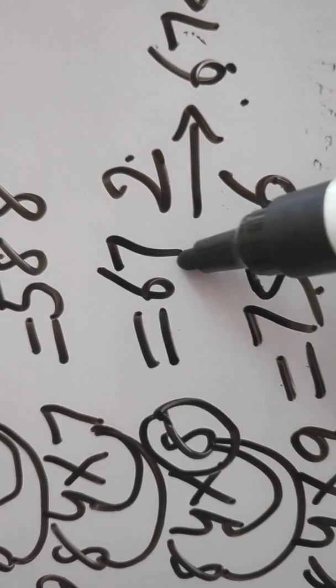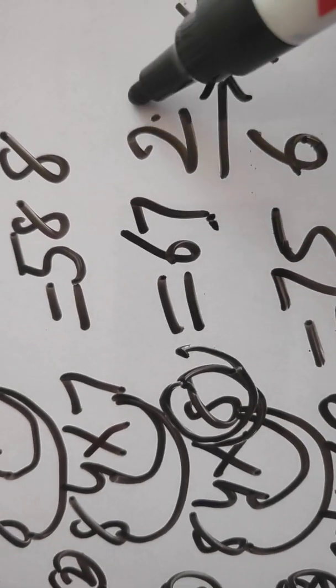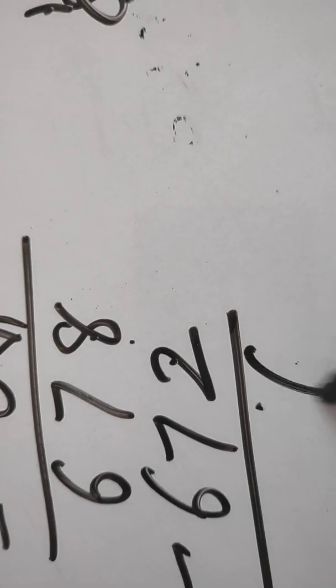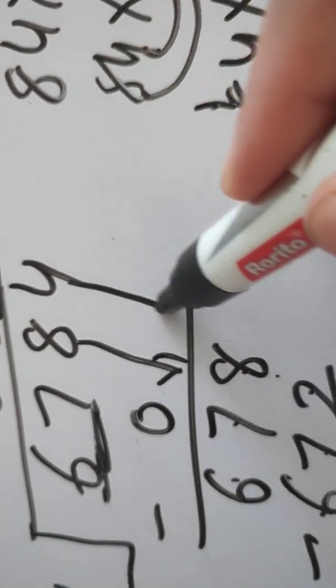See, it is written here. 8 you have written as a quotient, 672 this product you have written here. Now subtract: 8 minus 2 is 6, 7 minus 7 is 0, 6 minus 6 is 0. Now you will bring down the next digit, that is 4.